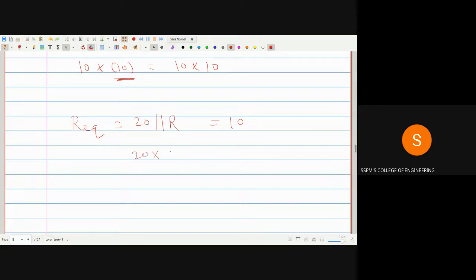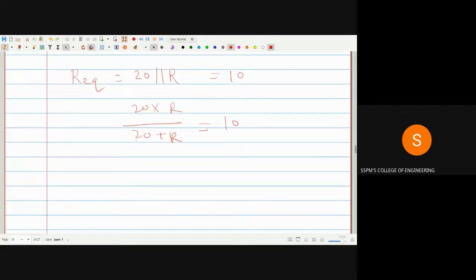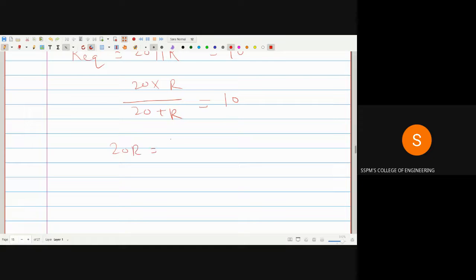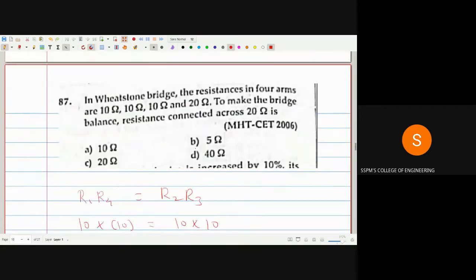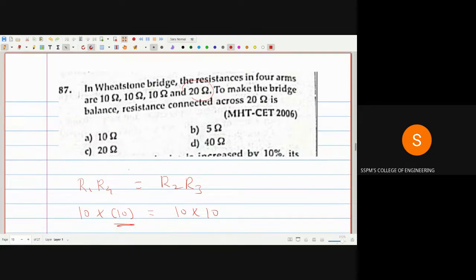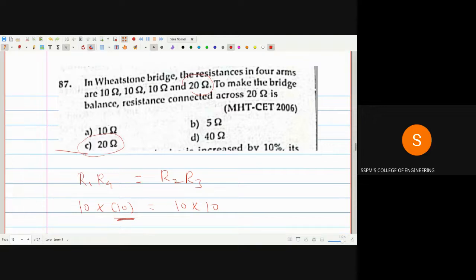So 20 into R divided by 20 plus R is equal to 10. So what is R? That you have to calculate. So 20R is equal to 200 plus 10R. So 10R is equal to 200. So what is R? R is equal to 20. 200 divided by 10 is 20. So same resistance of value 20 ohm should be connected in parallel with 20 ohm, so that the circuit will become a balanced circuit. So option is 20 ohm. असं तुम्ही सॉल्व करायचं आहे.